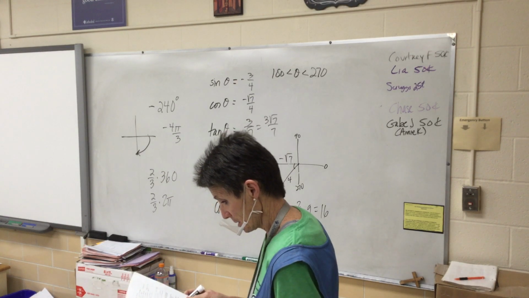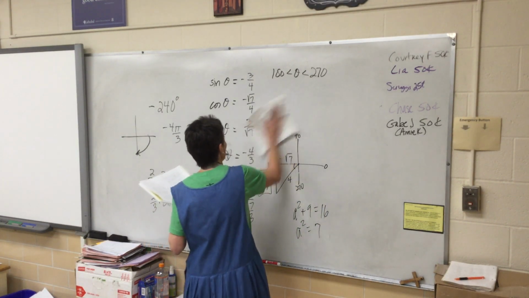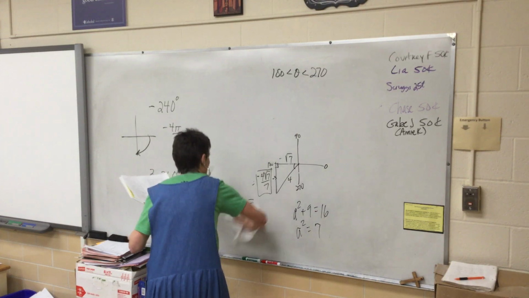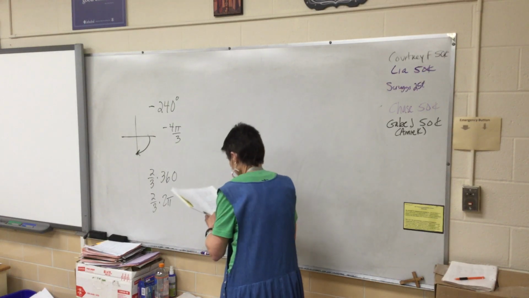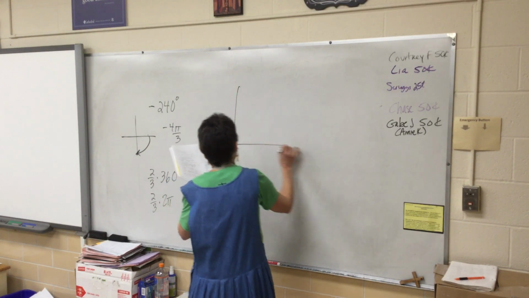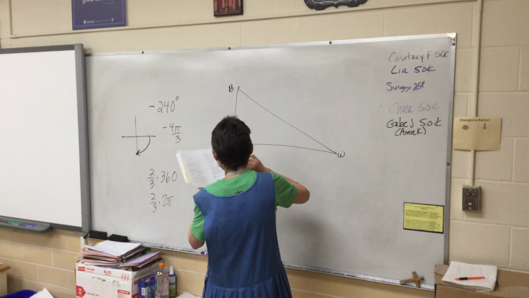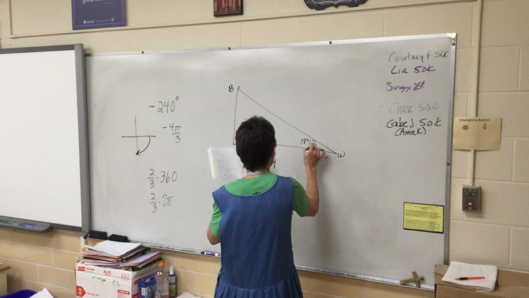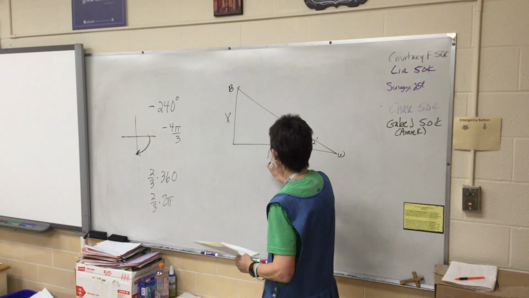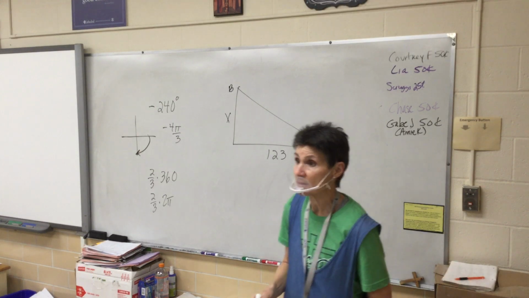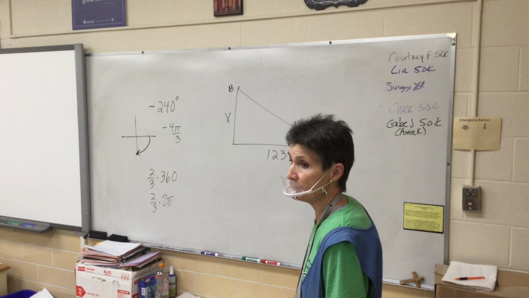Could we look at 26.1? A bird in the top of a tree is looking at a worm on the ground. So here's the bird, here's the worm, and the angle is 18 degrees 12 minutes. And we want to find the height of the tree if the worm is 123 feet from the base of the tree. Does that picture seem okay?